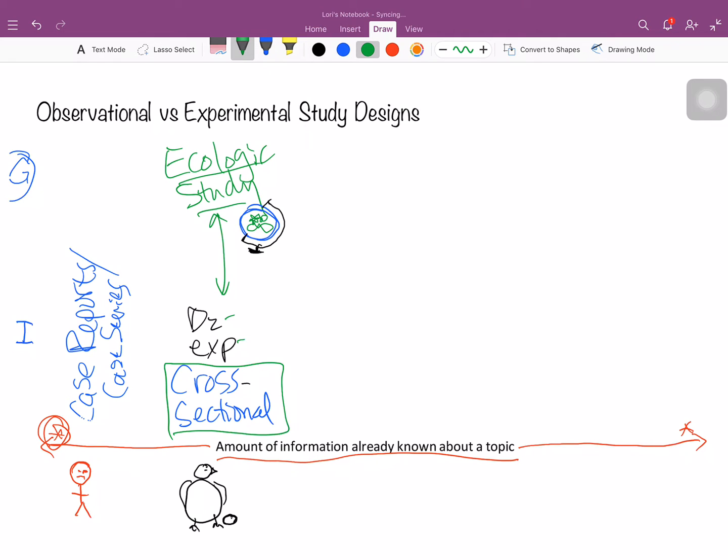So we may be comparing states to states or countries to countries or census blocks to census blocks, but we're not down on the actual level where the individuals are having exposure and disease. We're reporting those on a group level. So that's another kind of study that we see.